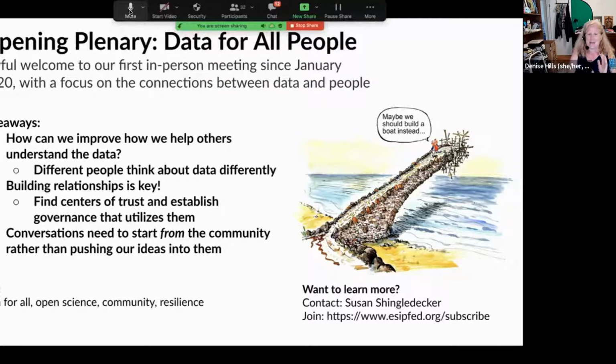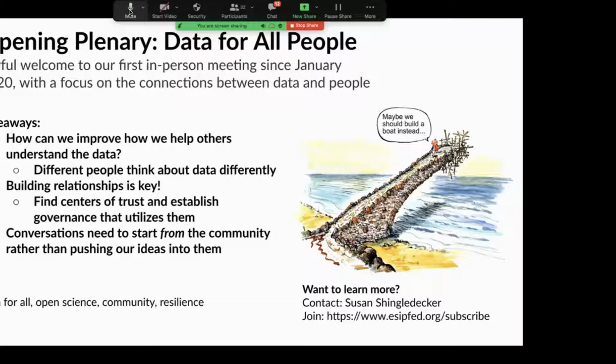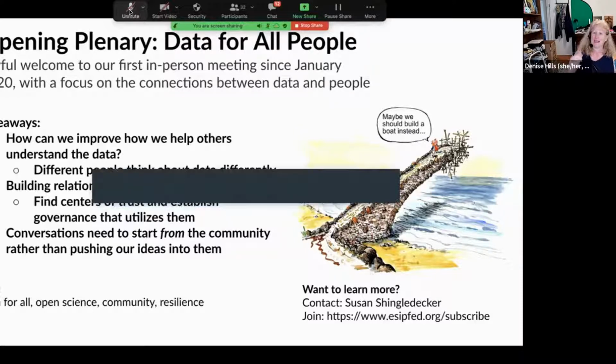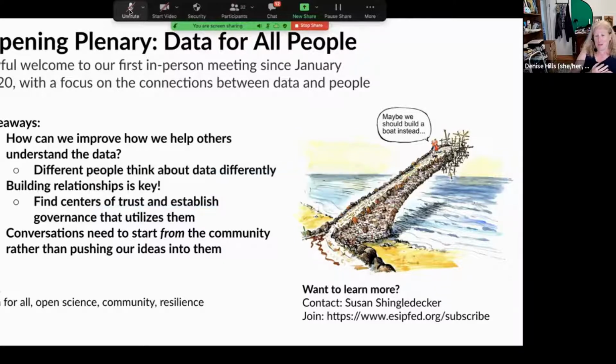And something that I think is summarized a little bit by the cartoon that I found to go with this, is that conversations need to start from the community rather than us pushing our ideas into them, because otherwise we may try to build a bridge when what we really need is a boat. Anyway, watch the video if you weren't there. It really was amazing. And thank you.